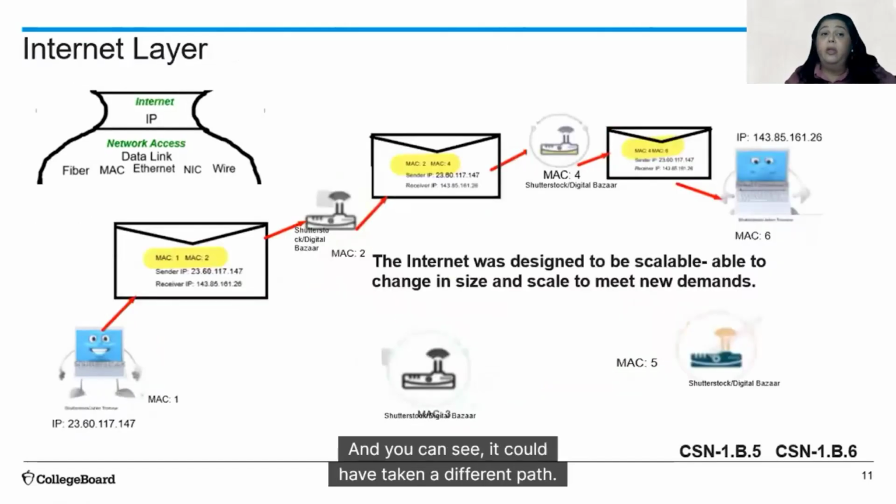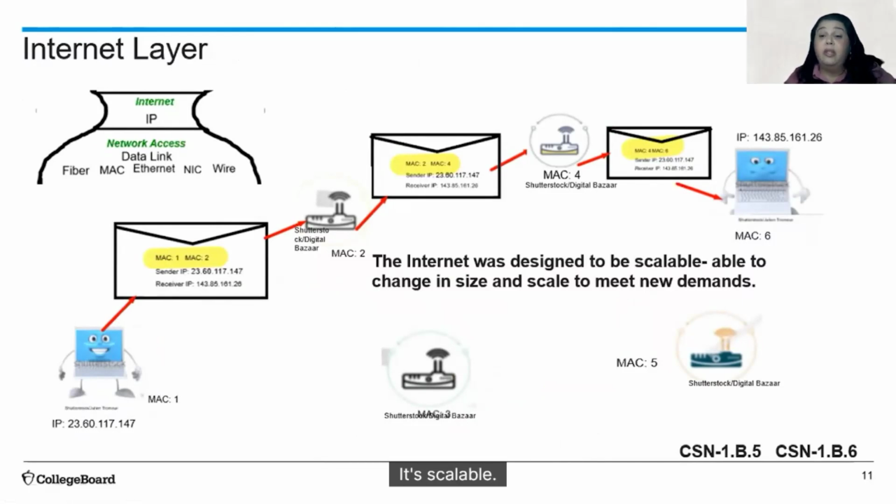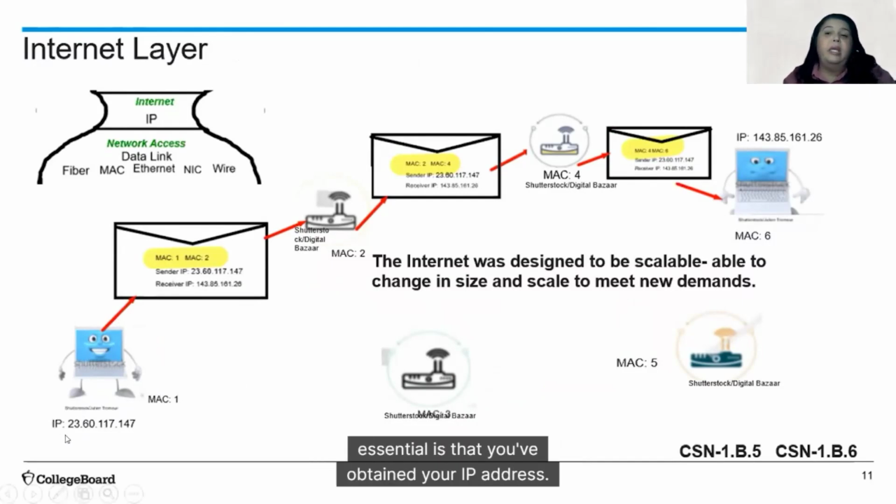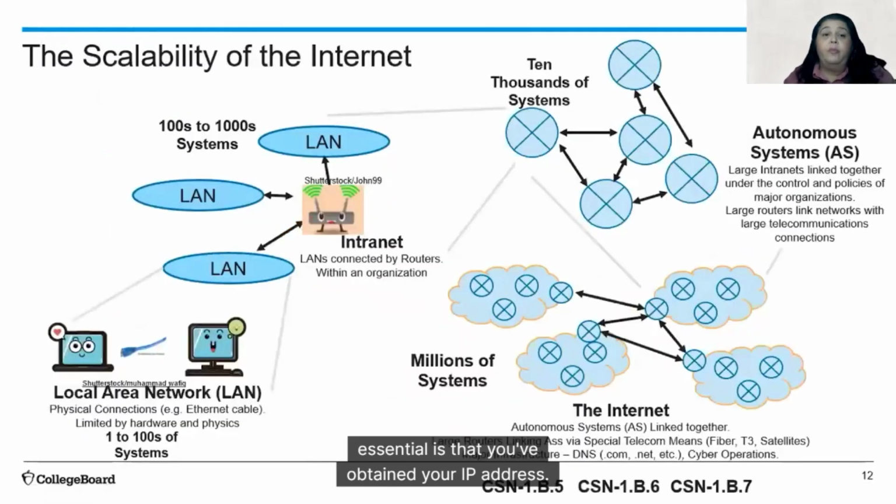Okay, and you can see it could have taken a different path. So that note could have gone from one side of the room to the other side of the room, as I would say, taking another path. What's wonderful is that because of this, the internet is flexible and scalable. It's able to change size and scale and meet the demands that are out there. At this layer, what's essential is that you've obtained your IP address, okay? So let's talk about more scalability.